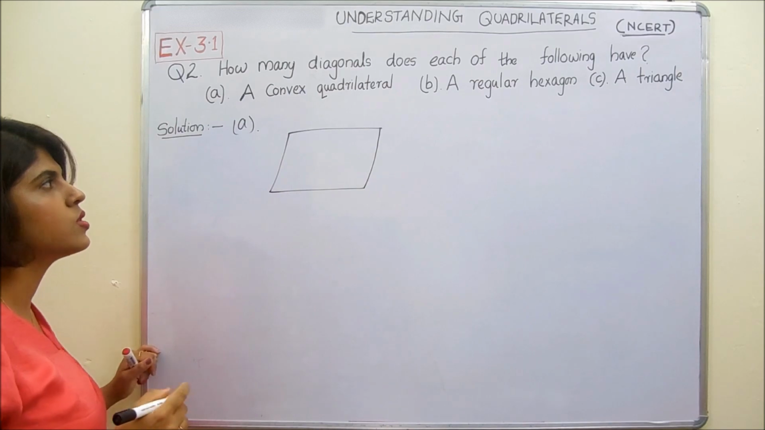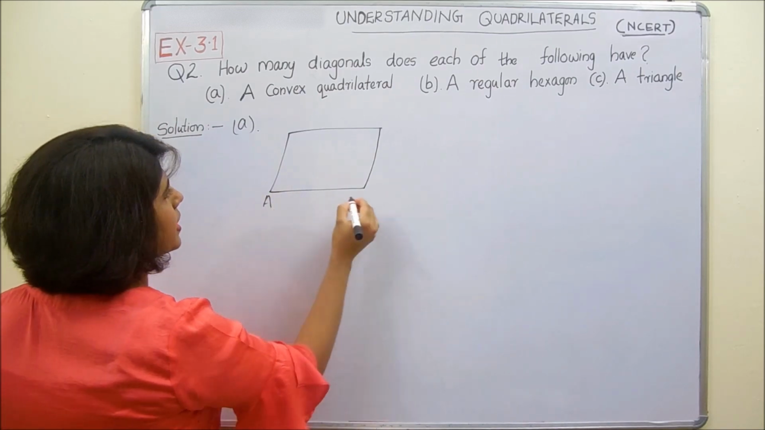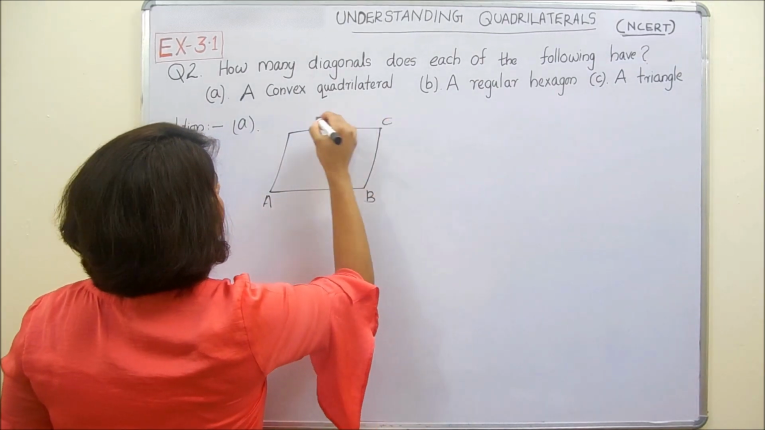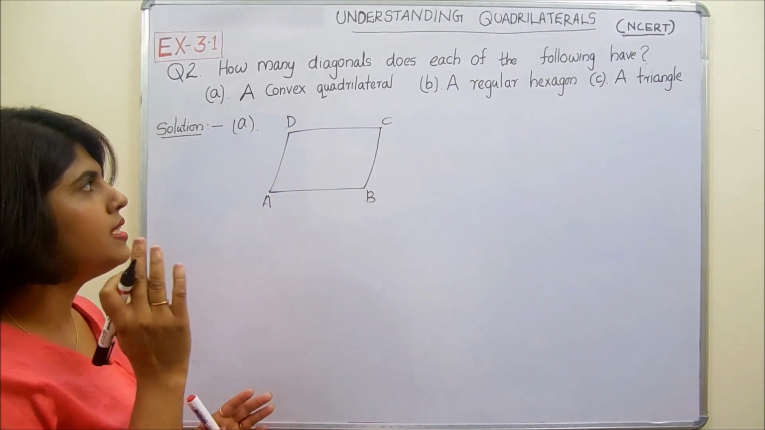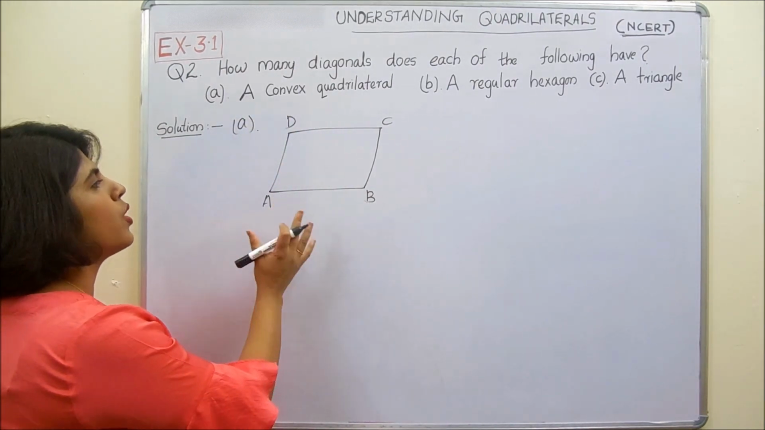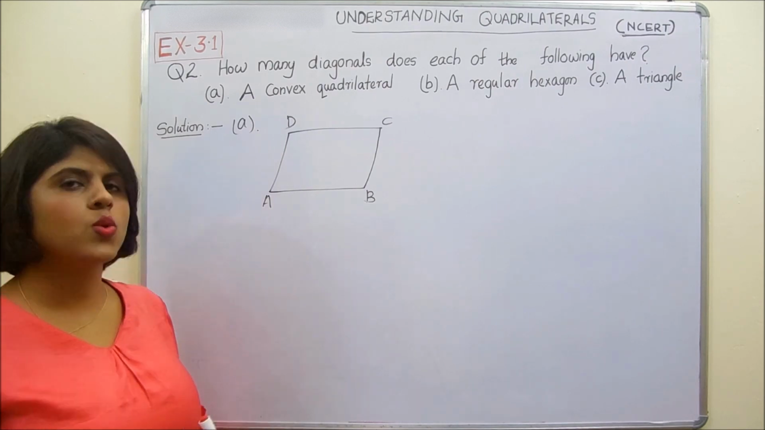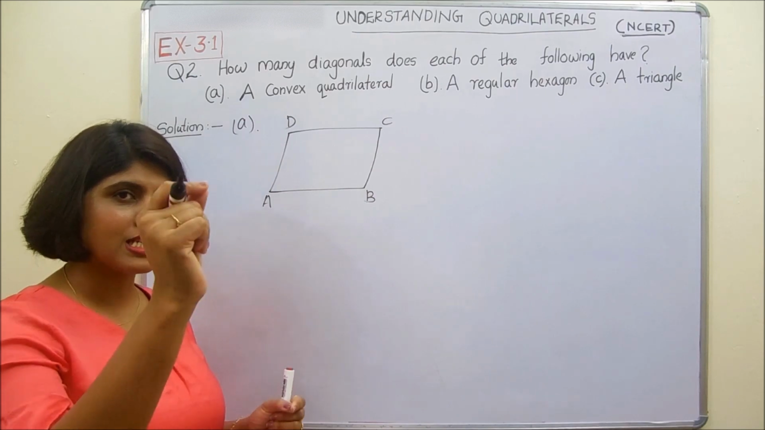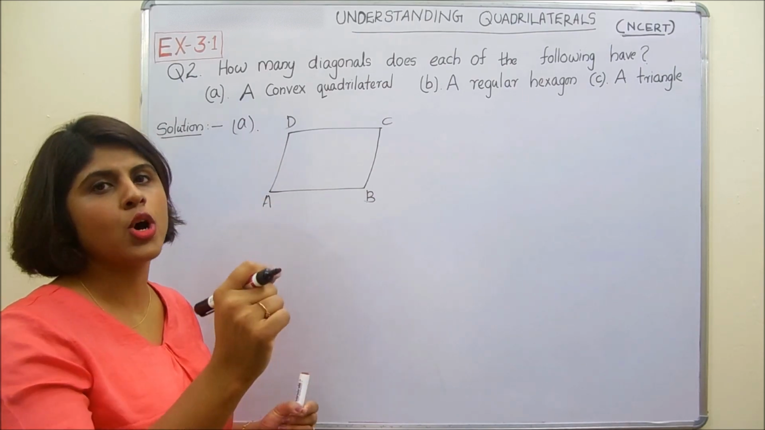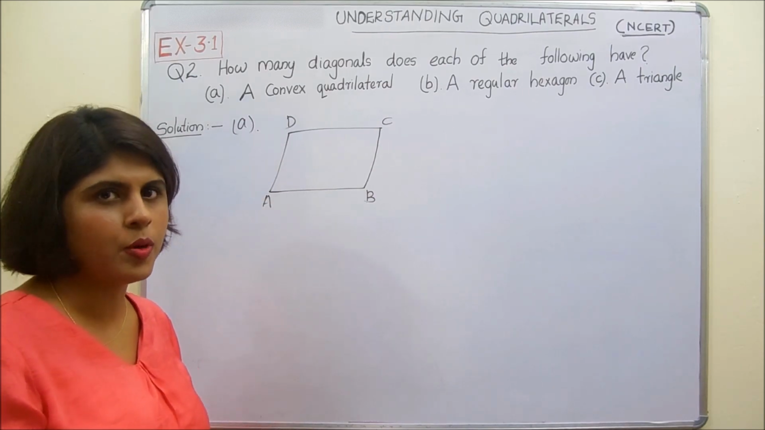This is a convex quadrilateral. Let's name it ABCD. Then we have to find the diagonals of this quadrilateral. So what is meant by a diagonal of a polygon? A diagonal of a polygon is the line segment joining any two non-consecutive vertices of the polygon.